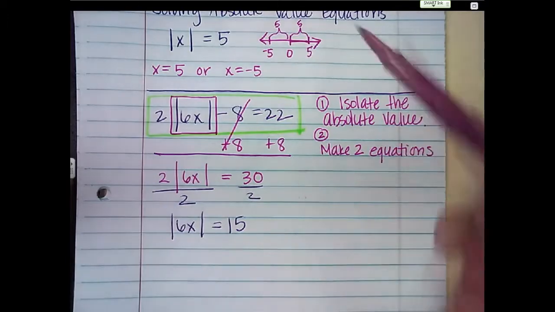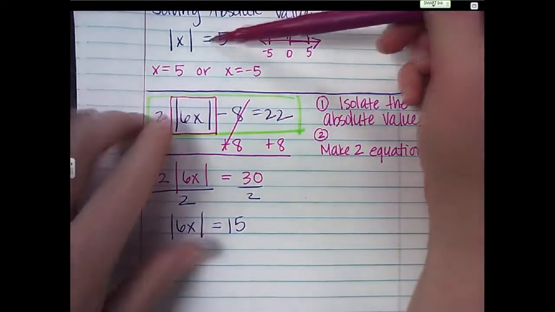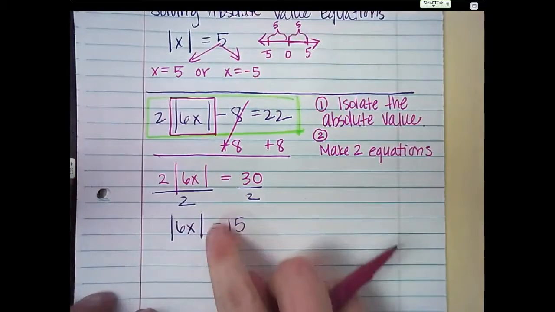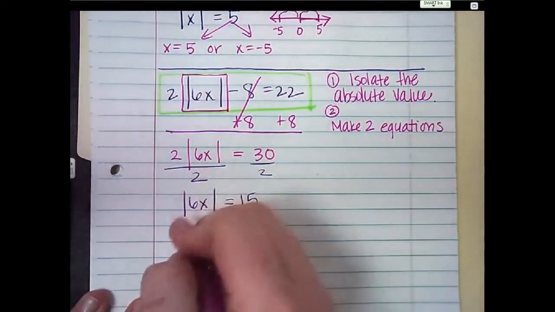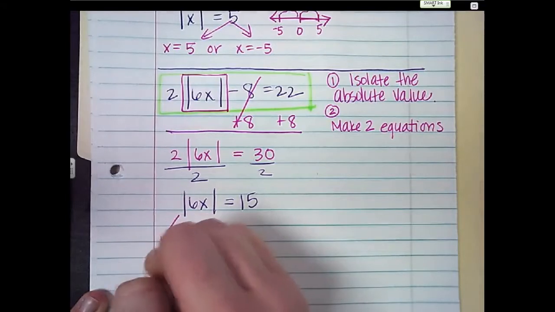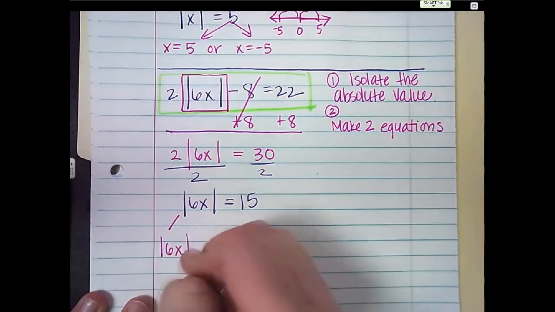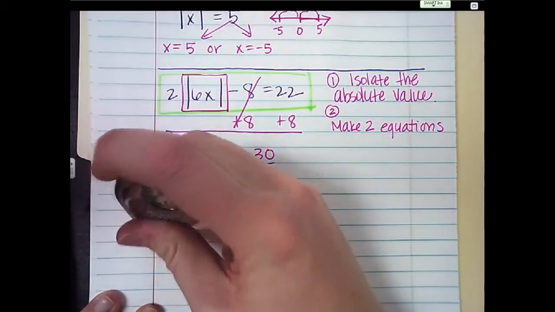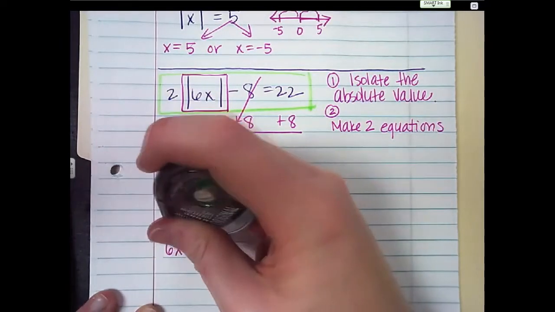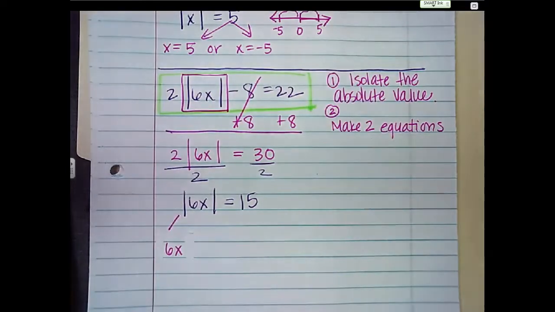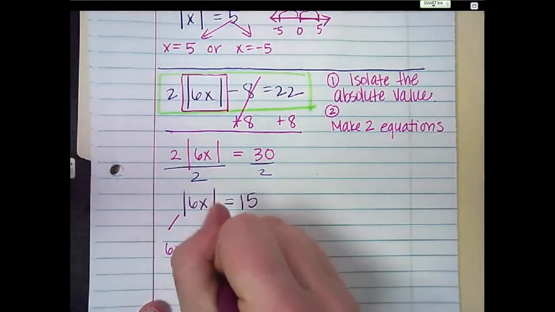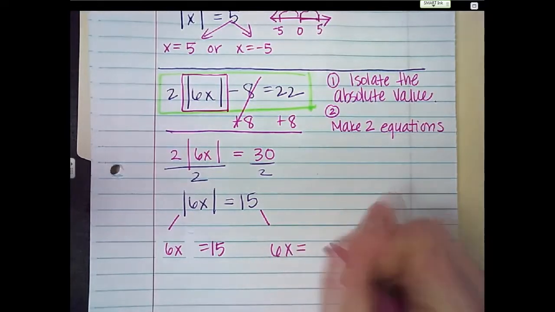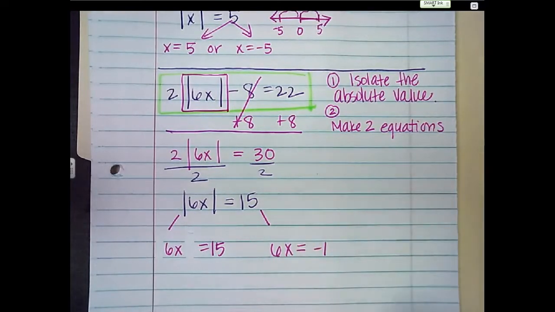This one up here that I did, where I had 5, we got positive 5 and negative 5. That's what I'm going to do with the 15. So I'm going to split it up. I get absolute value of 6x, no absolute values, just 6x equals 15. And then I also have 6x equals negative 15.